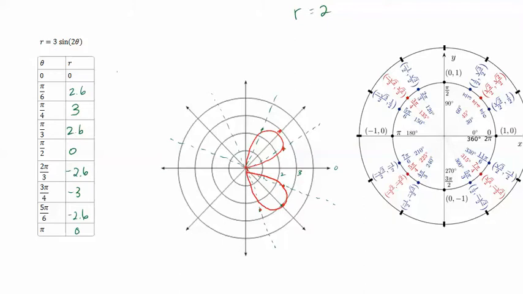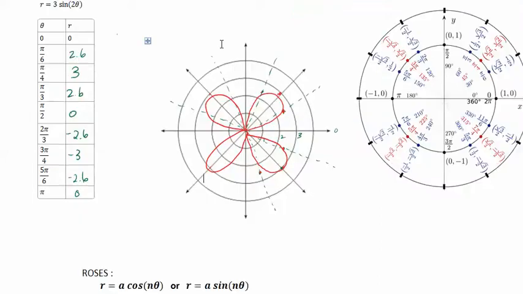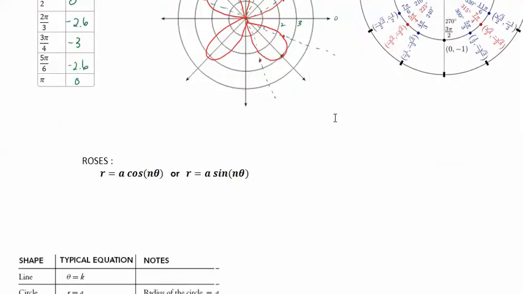Okay, and actually we can keep going, and we're going to have those same petals. Our vertex is going to be on 3 for every pi over 2. We're going to have a petal here and a petal here. These are called roses. When you have something that's r equals a sine b theta, or r equals a cosine b theta, you're going to end up with roses. So again, those equations are r equals a cosine n theta, or r equals a sine n theta.